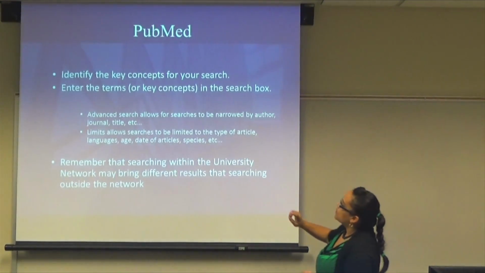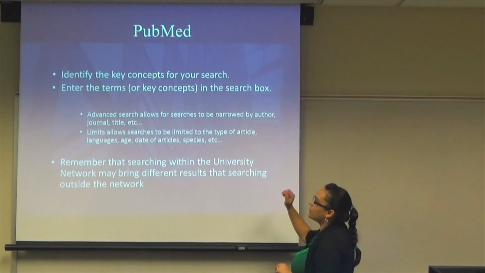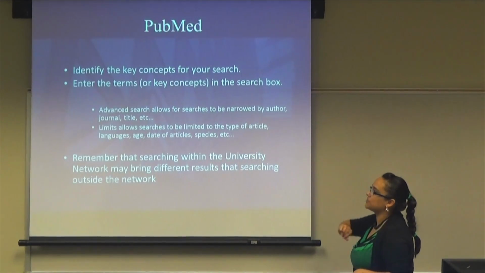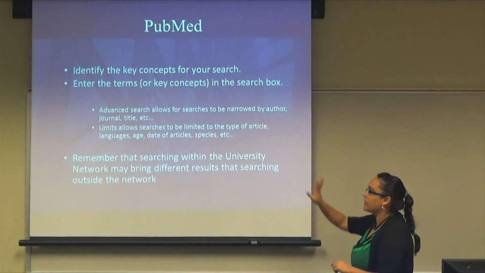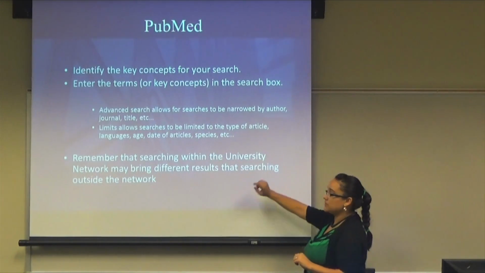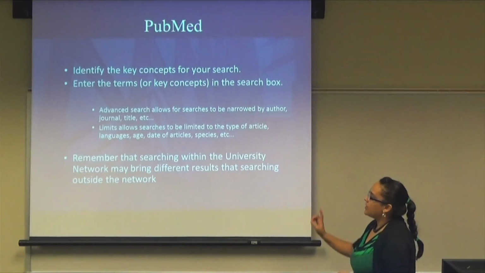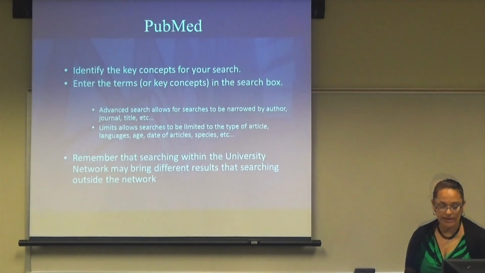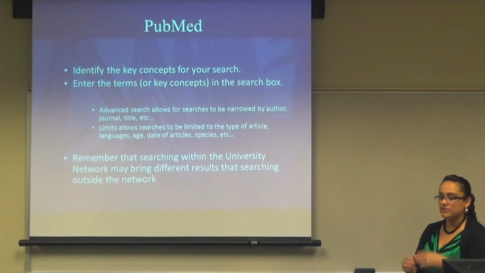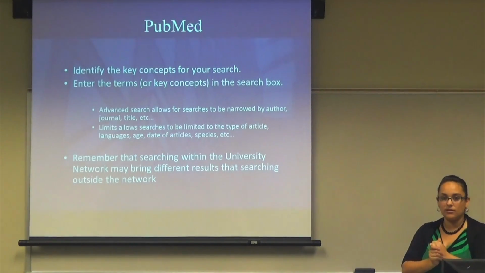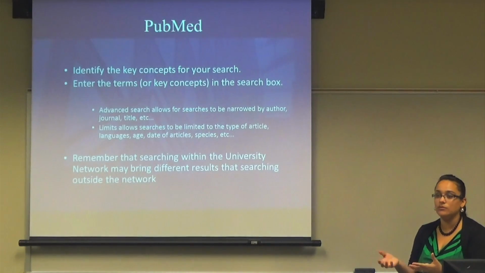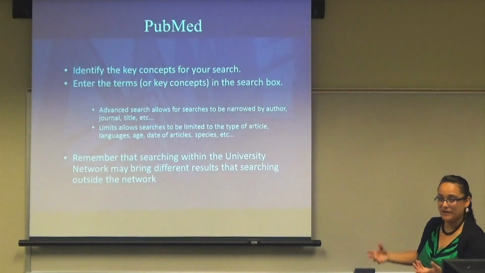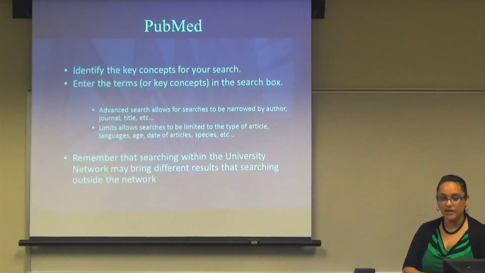All right. Once you've done that, you can search within PubMed. We can do advanced searches that will allow you to search by author, journal, or title, that kind of stuff. You can limit your searches, which is really neat, and I'll show you how to do that too. And I put this side note in here. Remember that searching within the university network will bring different results because the libraries pay millions and millions of dollars for databases to give us access to their journal articles, which would explain why we don't have as many books here, right? So our money's going towards electronic databases.